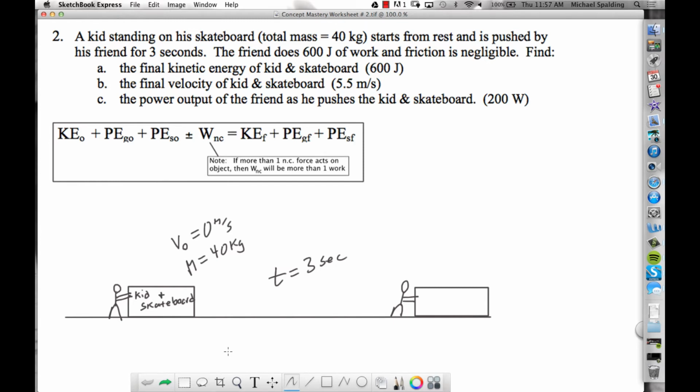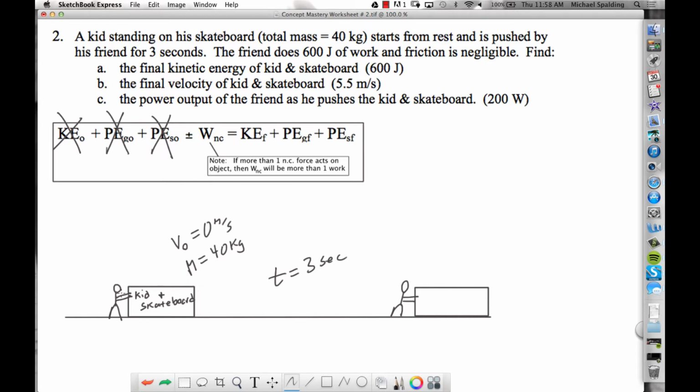Okay, so let's go through the mechanical energies. Does the kid on the skateboard start with kinetic energy? Nope, that goes away. Does the kid on the skateboard have potential of gravity? Because notice everything in this problem takes place on the 0 point, right? Everything's on the 0 point, so we have no potential of gravity. Do we start with any spring energy? No spring energy. So how much mechanical energy does this kid on the skateboard start with? 0. Has no mechanical energy.